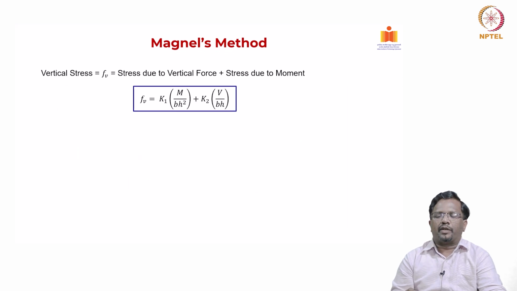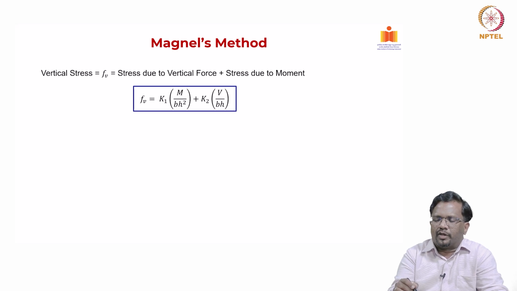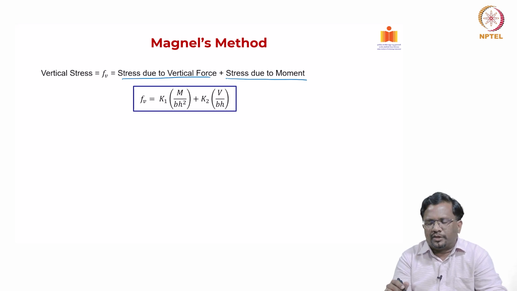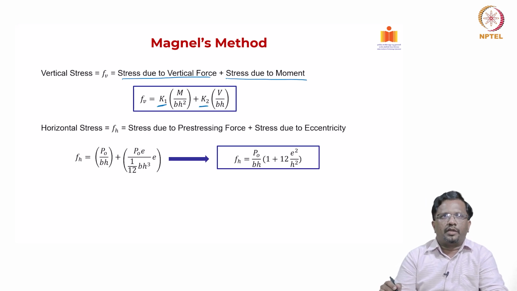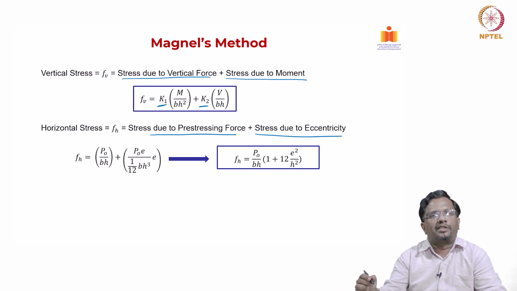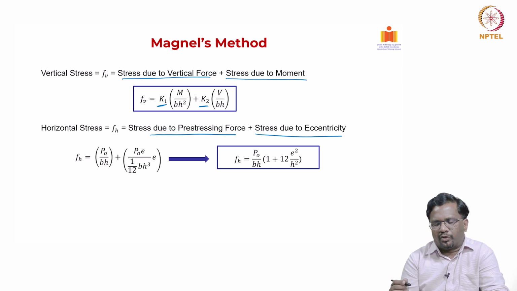From there we can calculate the stresses. Now, what is the vertical stress? The vertical stress will be the stress due to the vertical force and the stress due to the moment. When the system is elastic, the stress due to moment can be calculated as some constant times M by b h square, and similarly the stress due to the vertical force can be calculated as some constant times V by b h. And the horizontal stress will be the stress due to the pre-stressing force plus the stress due to the eccentricity of the applied pre-stressing, which is a simple stress concept that we talked about.